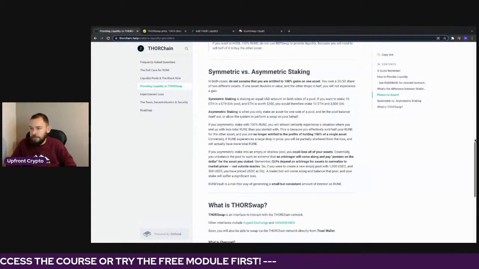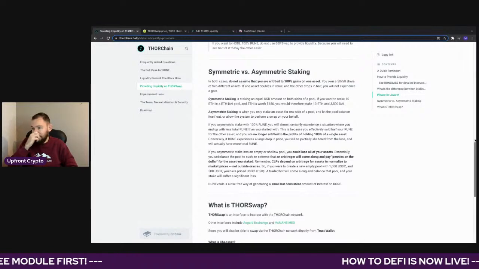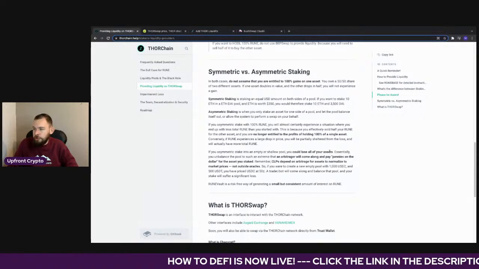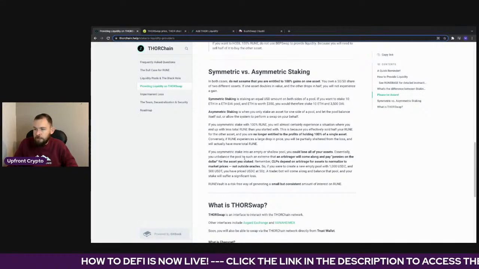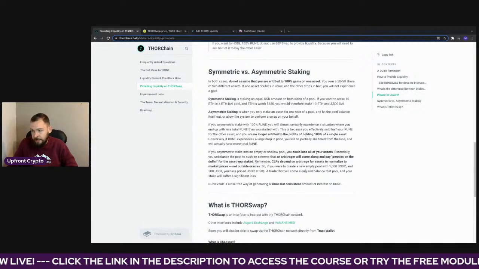Conversely, if RUNE experiences a large drop in price, you'll be partially sheltered from the loss and will actually have more RUNE. If you asymmetric stake into an empty or shallow pool, you could lose all your assets. Essentially, you unbalance the pool to such an extreme that arbitrageurs will come and pay pennies on the dollar for the asset you have staked.